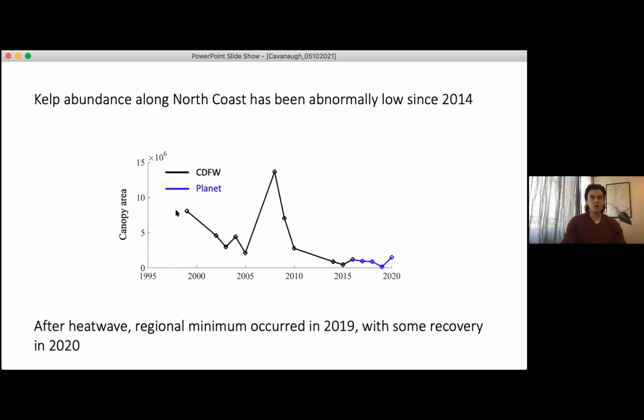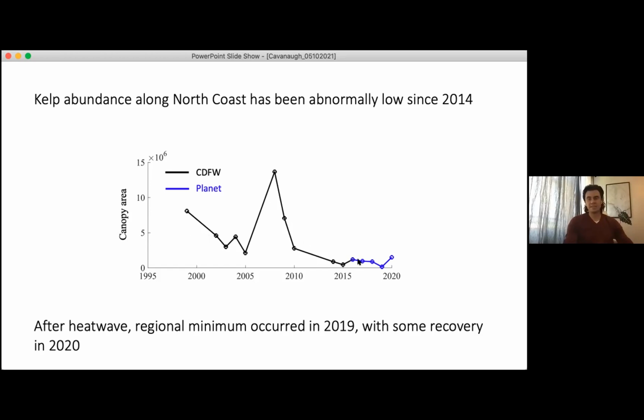And these aerial surveys go back to the late 1990s. They're semi-regular surveys where they fly a plane along the coast and create maps of kelp canopy at high resolution. They stopped these surveys in 2016, and so this is where I think this Planet satellite imagery can be really valuable, can come in and serve as a way to continue this valuable data set.